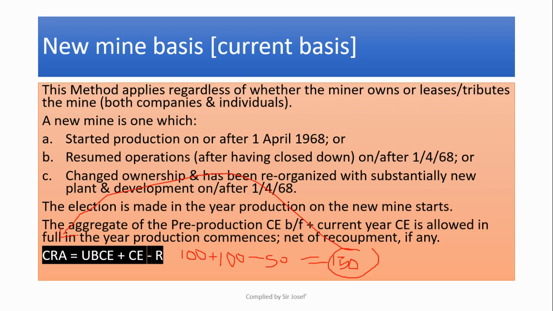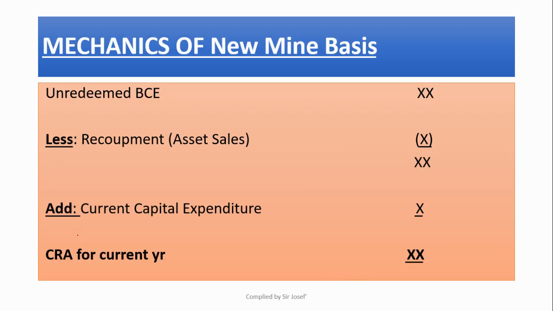This one is the simplest of all, very simple, available to everyone, very simple to calculate. So this is the framework: unredeemed balance, our UBCE minus recoupment, then current expenditure, then we have our CRAP. By using this one, we don't carry forward any unredeemed balance of capital expenditure.